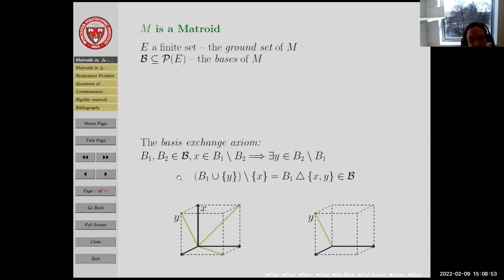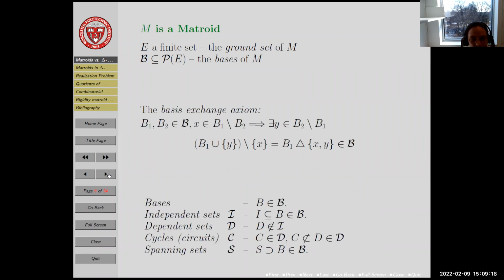So one is used to the exchange axiom from vector spaces. If I have my black coordinate system and the green one, those are two bases for my 3-space, then I can exactly do that. If I have my heart set on throwing X out and putting Y in, I can always find such a Y in the other coordinate system. So that is just one of the axiom systems.